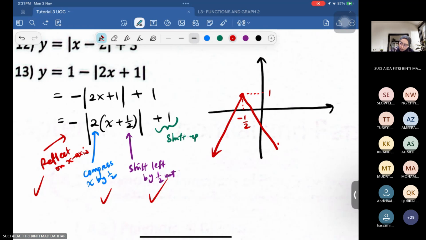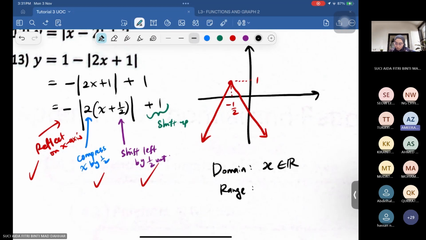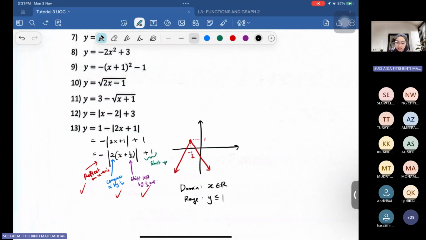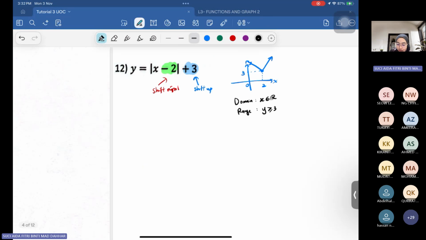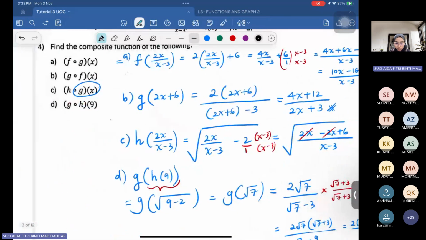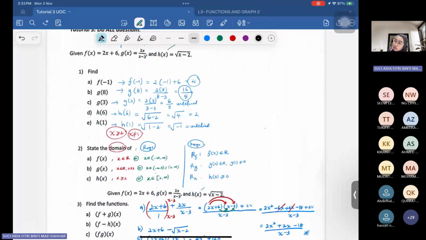Right? Okay, get me the domain. All real number. The range, class. Less than or equals to 1. Less than or equals to. Okay, done. This is transformation of graph. So that's the end of our tutorial 3. Okay, no more question. All has been discussed in 2 classes. So next session, on Thursday, we will do chapter 4.